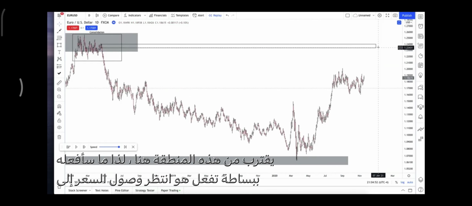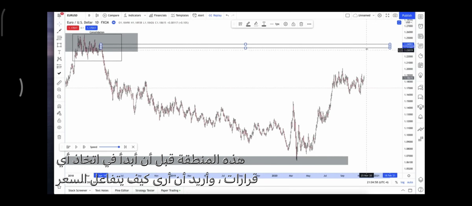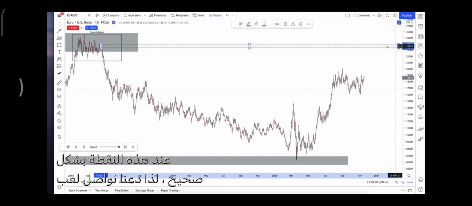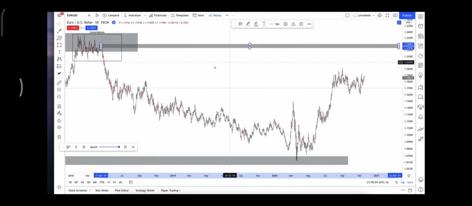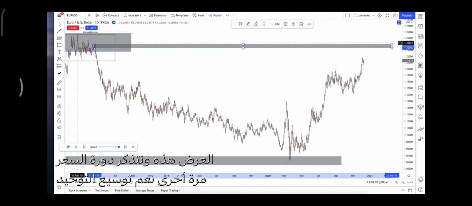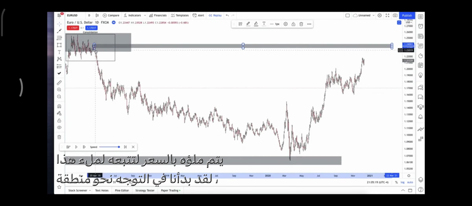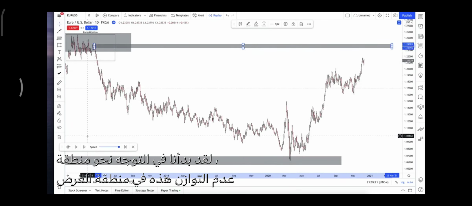So what I'll simply do is wait for price to tap into this area before I start to make any decisions. I want to see how price reacts at this point, right? So let's continue to play price and watch how it approaches that area of supply. And remember the price cycle again: consolidation, expansion. We had some imbalance there that needs to be filled. Price retraced to fill in this, and is starting to go towards this area of imbalance and this area of supply.